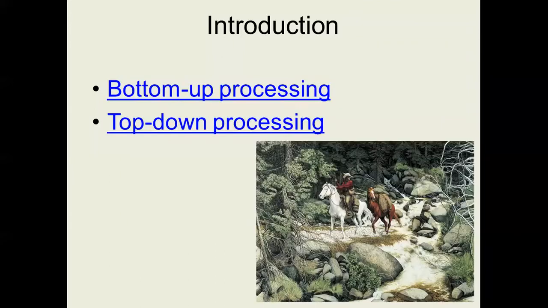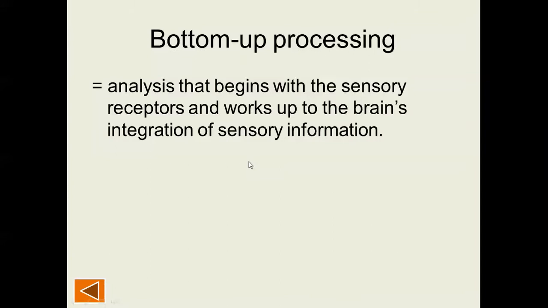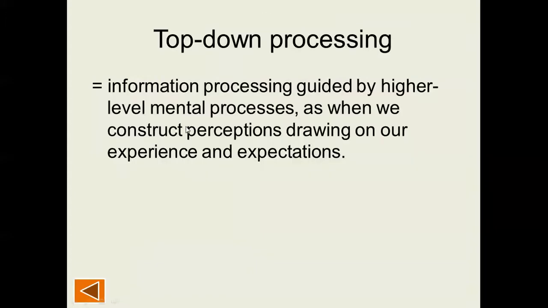Bottom-up processing is analysis that begins with the sense receptors and works up to the brain's integration of sensory information. So that's easy to remember. Top-down processing, however, is information processing guided by our experience and our expectations.